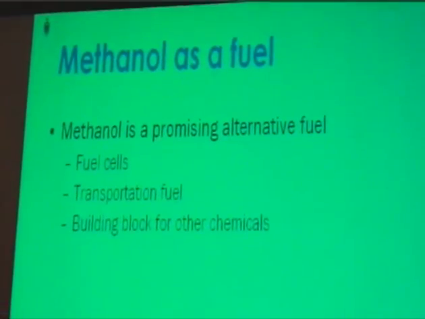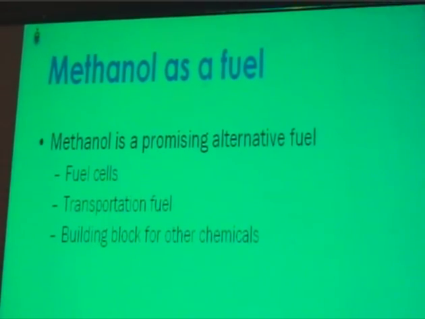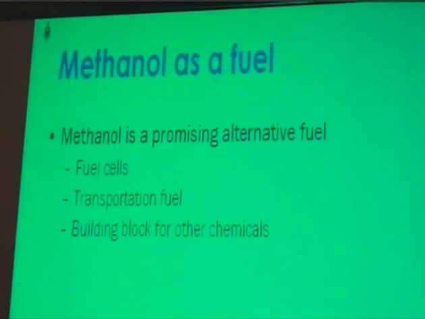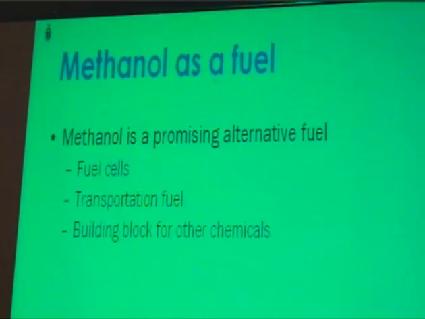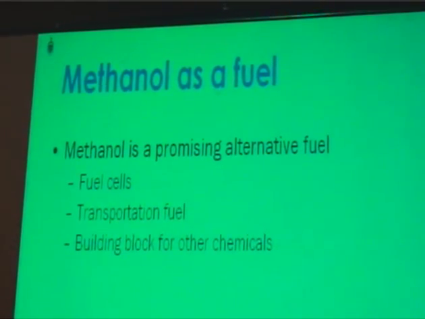I mentioned that this is an integration of processes, and the process we're going to be integrating in this particular presentation is that of methanol production and CTL technology or GTL technology. Methanol is a nice fuel. It's being proposed as being used for fuel cells as well as being used directly as a transportation fuel, either as methanol or being converted to DME.